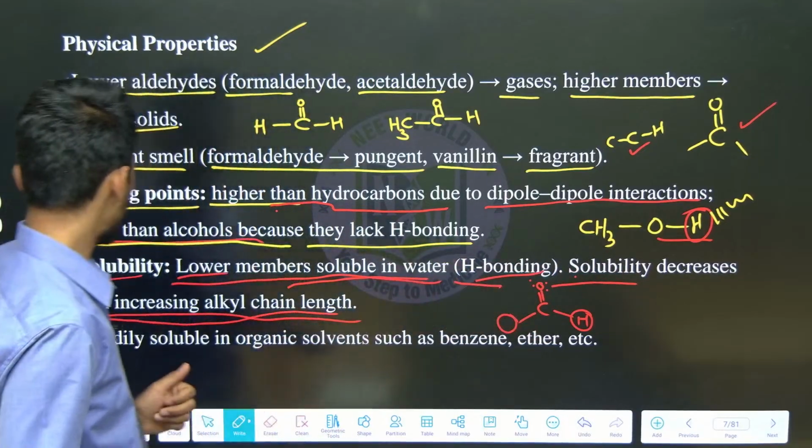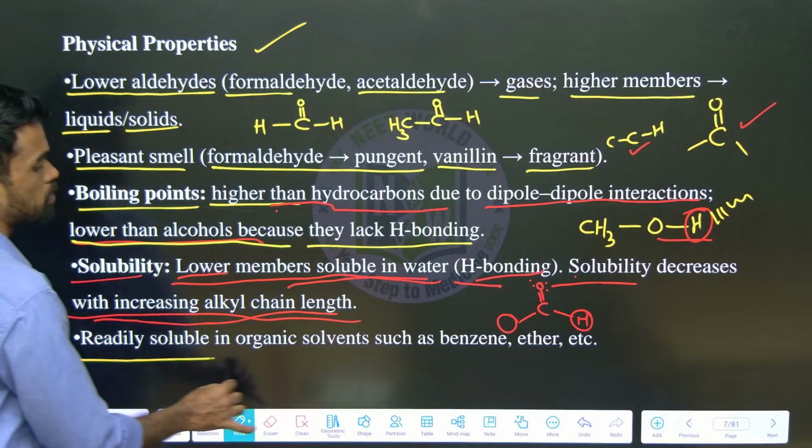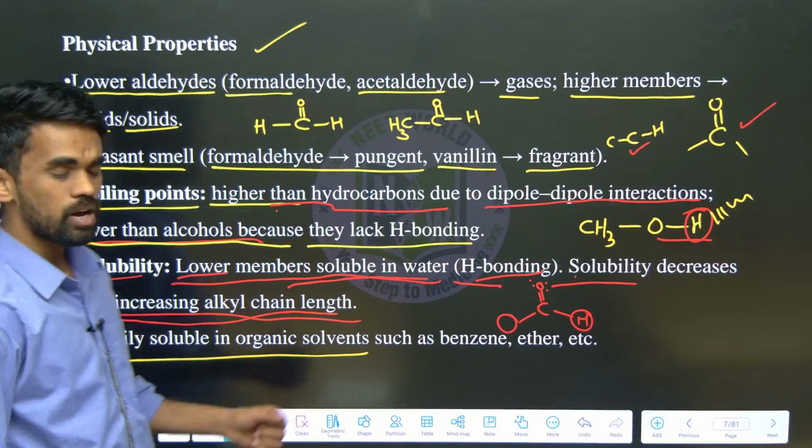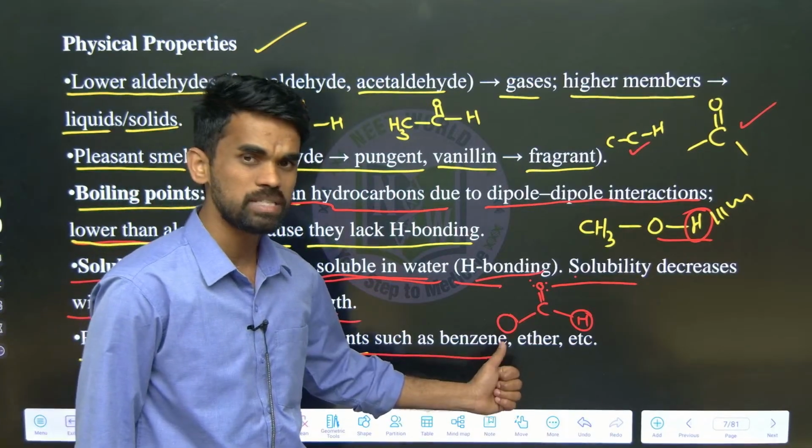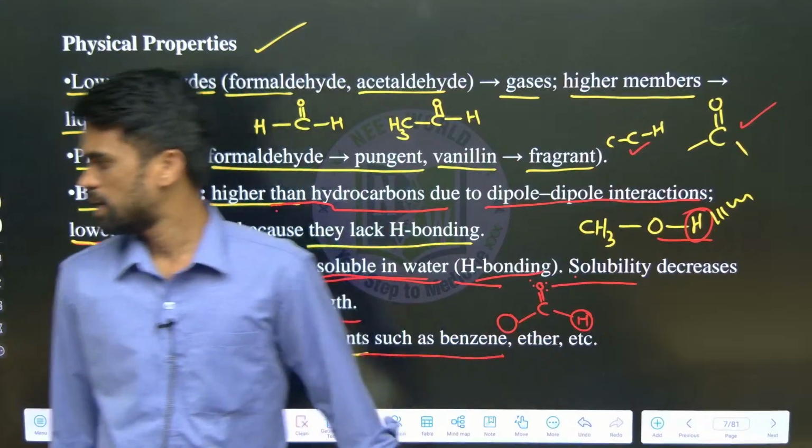Okay, remember this. Next, these are readily soluble in organic solvents. So carbonyl compounds are readily soluble in organic solvents like benzene, ether, etc. Okay, remember this.